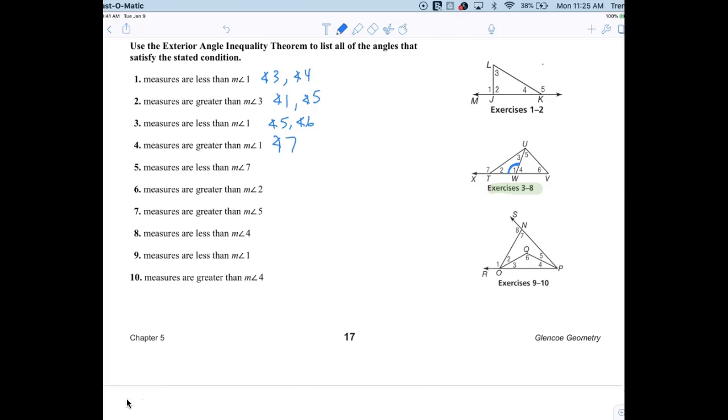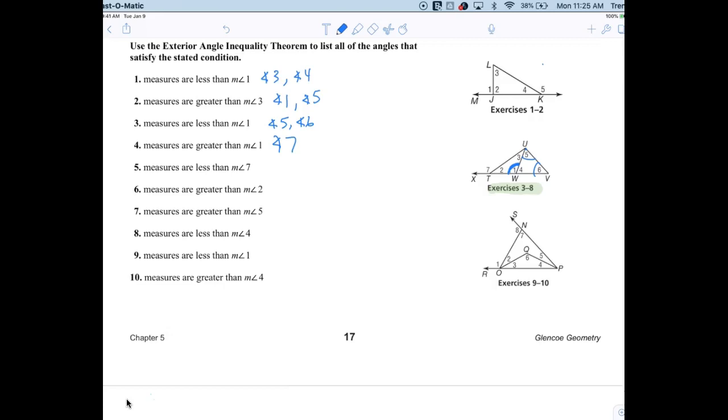What else? Is there anything else? 6. Now, hold on a minute. Angle 1 is an exterior angle, right, to these two angles. So angle 1 is greater than 5 or 6. Do you agree with that? So measures that are greater than angle 1, the only one I see is what? 7. You see what I'm saying or not?